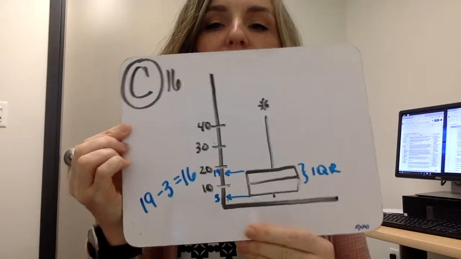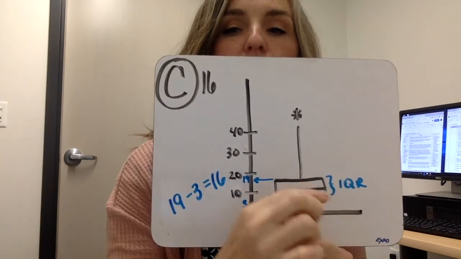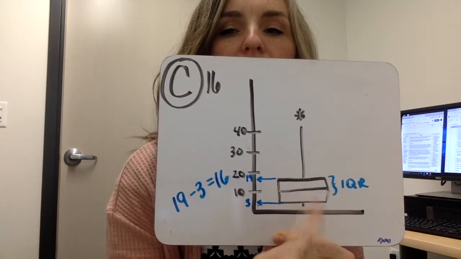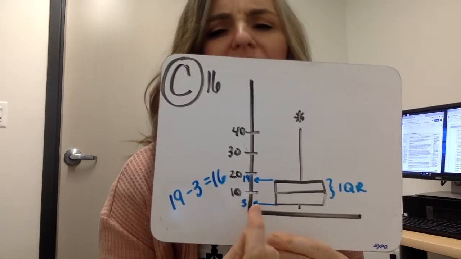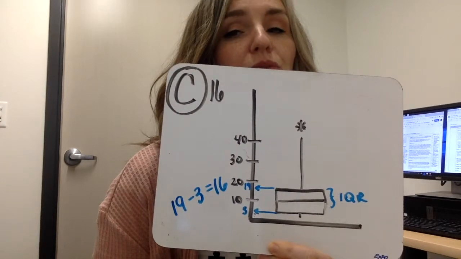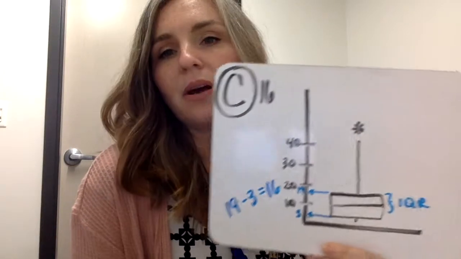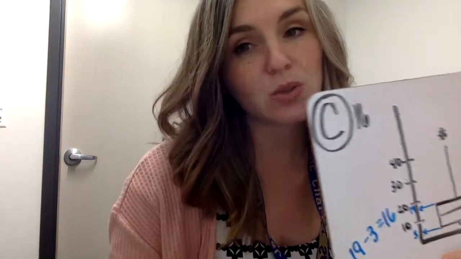Remember, when we look at box plots, the box is the IQR, right? The length of the box. So it's Q3 minus Q1. It looks like it's about 3 to 19, which when you subtract, you get 16. You might get something a little different than that, but you're going to get basically 16. So, all right, next one.